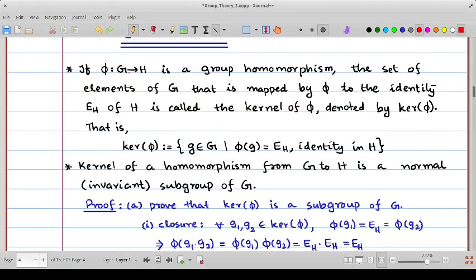Let phi be a homomorphism from the group G to group H. Then the set of elements of G that is mapped by this homomorphism phi to the identity element of H, that is EH, is called the kernel of phi, and it is denoted by the symbol. That is, kernel of phi is equal to the set of elements G of the group G such that phi of G is equal to EH.